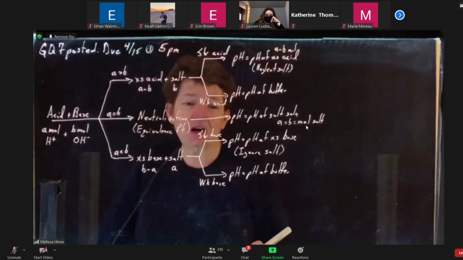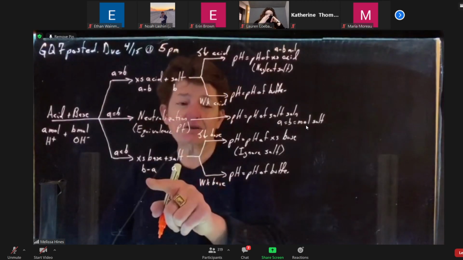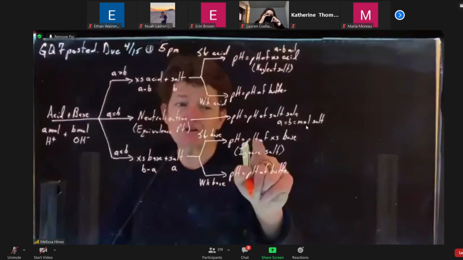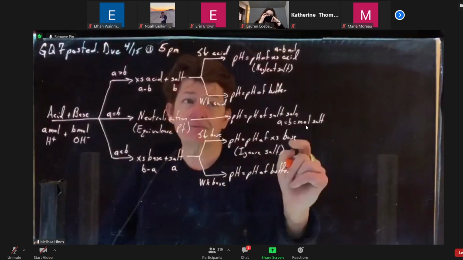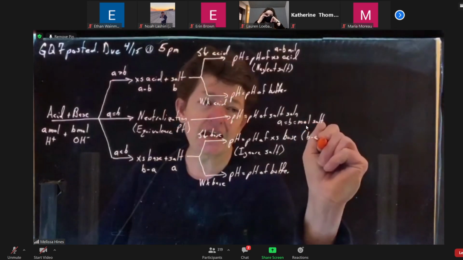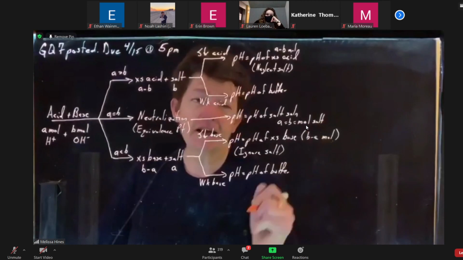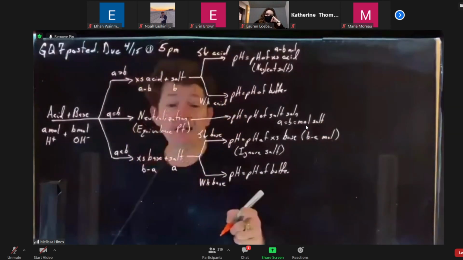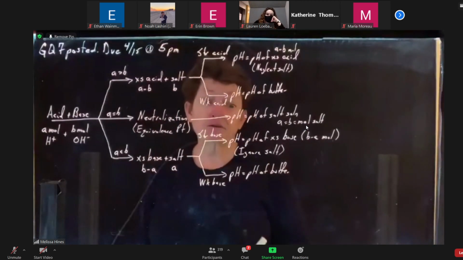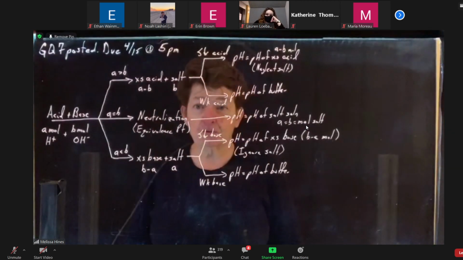Then you do the same kind of decision. If we have a strong base, then we're going to be able to ignore the salt, and we're just going to calculate the pH of the excess base, and we are going to have B minus A moles of our excess base. On the other hand, if we're dealing with a weak base, we have made a buffer, and so we'll talk about how to calculate the pH of a buffer.